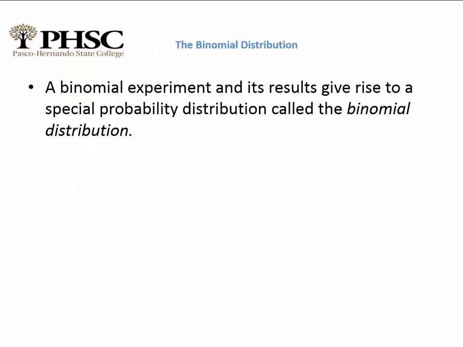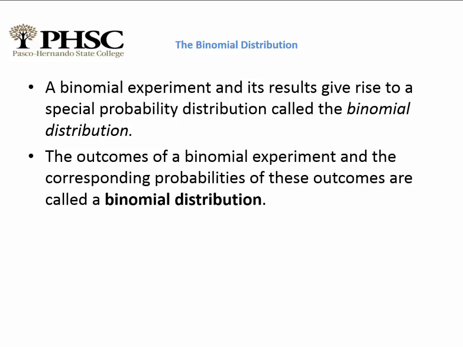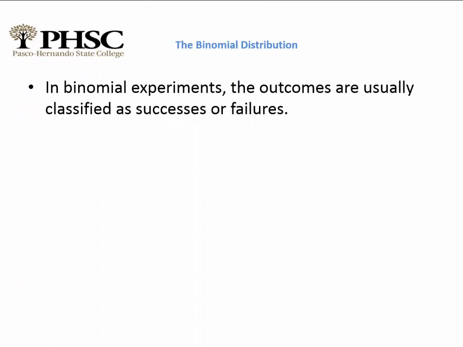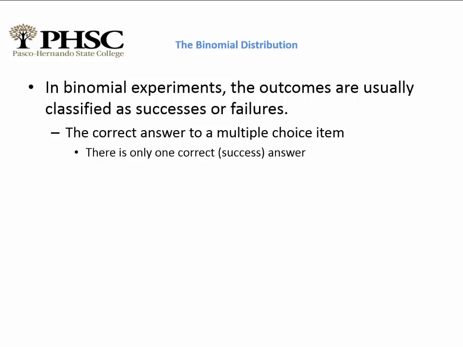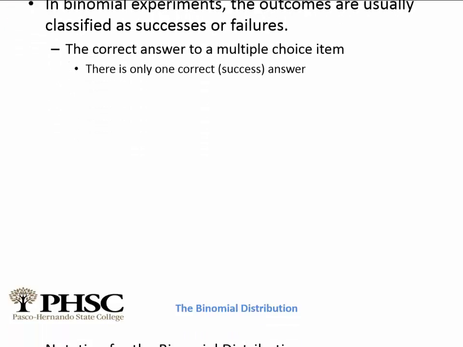A binomial experiment and its results give rise to the special probability distribution called the binomial distribution. The outcomes of a binomial experiment and the corresponding probabilities of these outcomes are what we call the binomial distribution. I have a distribution table which I'll show you in this lecture, and I'll also post on Canvas. In binomial experiments, the outcomes are usually classified as success or failures. For example, the correct answer to a multiple choice item, there's only one correct answer, that will be your success.